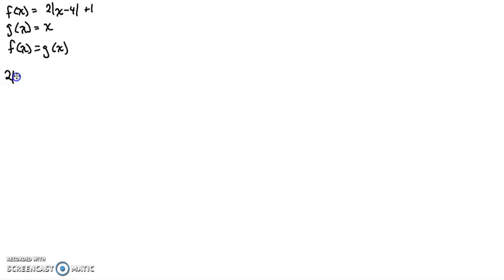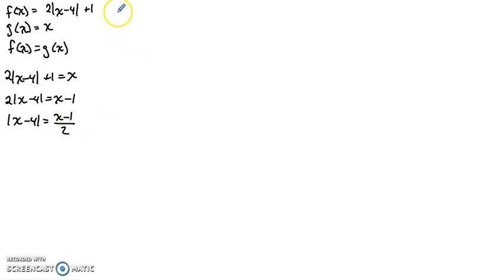We end up with 2 times the absolute value of x minus 4, plus 1 equals x. Our first step is to isolate our absolute value. So we can subtract 1 from both sides, and we'll end up with 2 times the absolute value of x minus 4 equals x minus 1, and then divide everything by 2. So we get the absolute value of x minus 4 equals x minus 1 over 2.